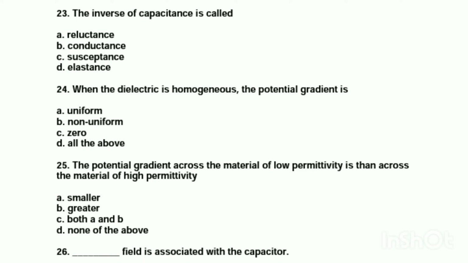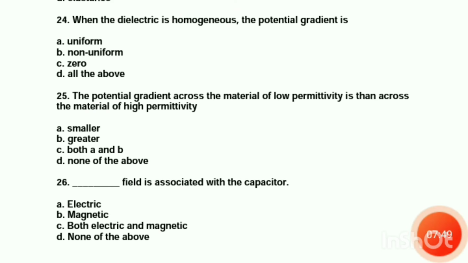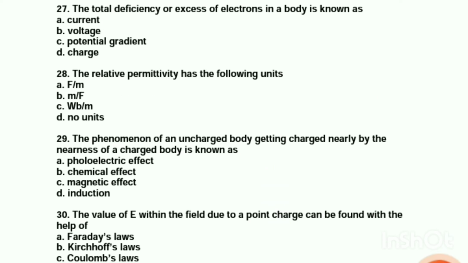A. The potential gradient across the material of low permittivity is what compared with that across the material of high permittivity? Greater, B. Next, which field is associated with the capacitor? Electric field, A. Total deficiency or excess of electrons in a body is known as charge, D. Next, the relative permittivity has the following units?